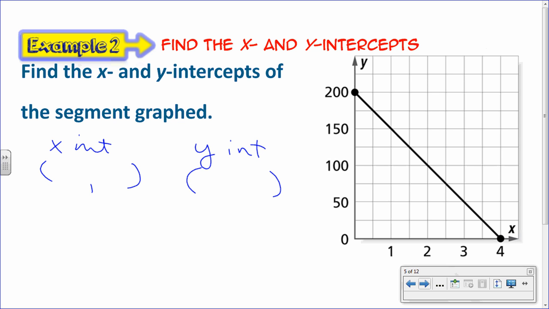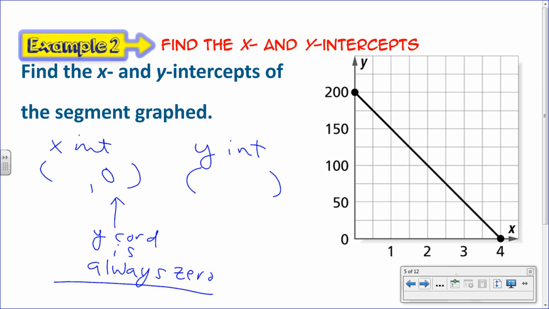What is one thing about the x-intercept that's always going to be true no matter what? What about the ordered pair though? What do I know about the ordered pair that's always going to be true? The y is going to be 0. Exactly. The y is always going to be 0. Write that down. Y coordinate is always 0.